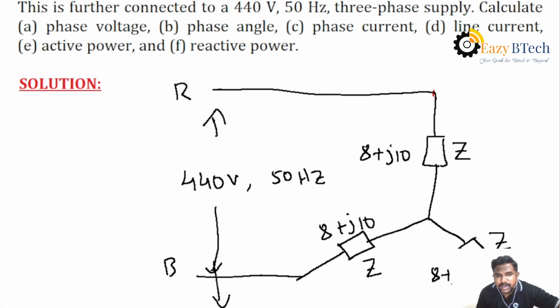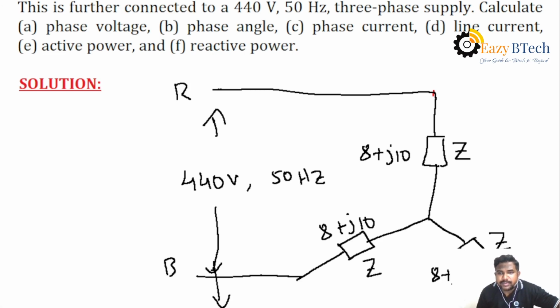Then the supply voltage, by default, the given supply voltage is the line voltage, VL equal to 440. Other than in some problems where he particularly mentions the phase voltage, in that case you have to write down the phase voltage is 440. Otherwise, by default, most probably in all problems, the supply voltage given is the line voltage in case of star. Okay, that is 440 volts.